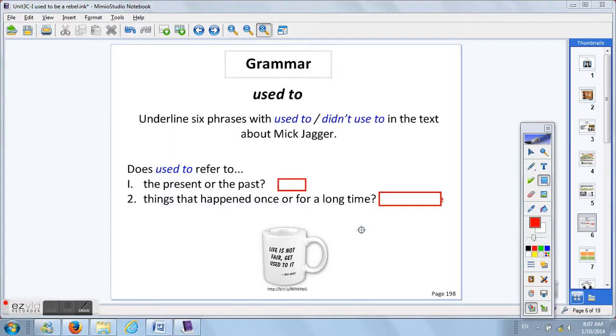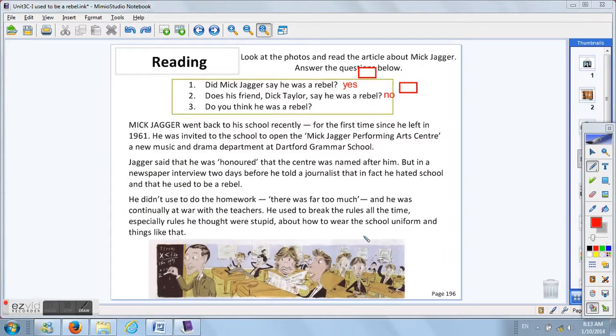Please pause the video and underline the 6 phrases with used to or didn't used to in the text about Mick Jagger. Did you find all 6? On this page, he used to be a rebel. He didn't used to do the homework. He used to break the rules all the time.